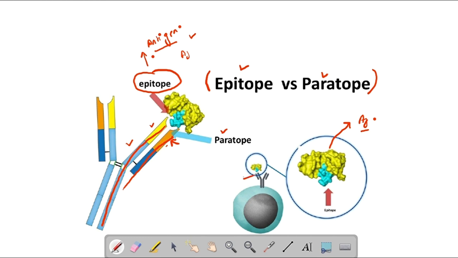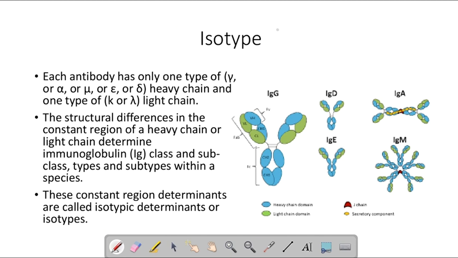Suppose there is some protein and this protein acts as an antigen. This will be captured by this antibody, and the portion which captures it will be called the paratope, and this antigen-acting protein will be called the epitope. And this is a cell. Suppose this cell is a B cell, and this will be your B cell receptor or BCR.